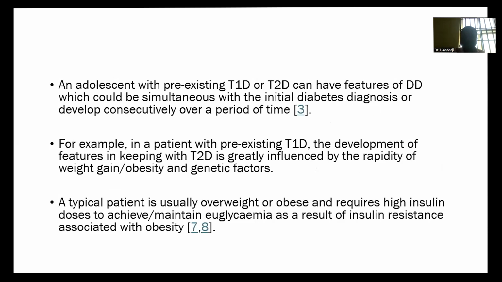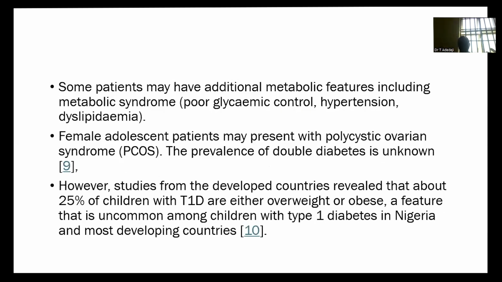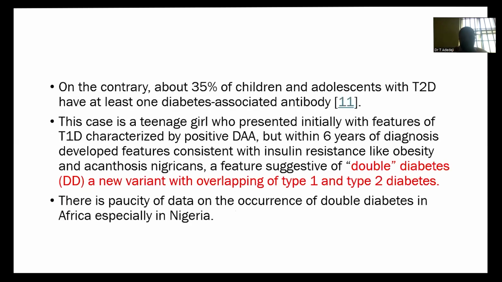For example, in a patient with persistent type 1 diabetes mellitus, the development of features in keeping with type 2 is greatly influenced by rapidity of weight gain and obesity, plus genetic factors. A typical patient is usually overweight or obese and requires high insulin doses to achieve control. On the contrary, about 5% of children with type 2 diabetes mellitus have at least one diabetes autoantibody at onset, and as I said earlier, these antibodies can be present in type 2 diabetes mellitus patients, but they are usually of low titer value. This case is of a teenage girl who first presented with type 1 and type 2 diabetes mellitus.